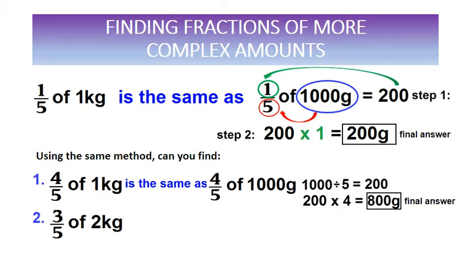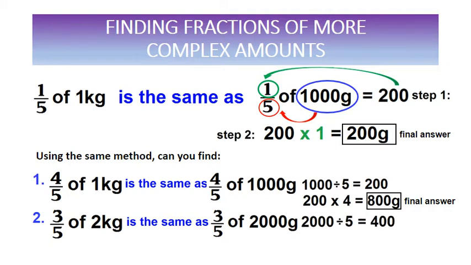Number 2, this time we've been asked to find 3/5 of 2 kilograms. So again, I'm faced with a little bit of a problem here because I've got a 2 divided by 5, which I want to avoid. So I'm going to convert it again. So finding 3/5 of 2 kilograms is the same as finding 3/5 of 2,000 grams. And then I take step 1, which is 2,000 divided by 5, which is 400. Step 2, I take the 400 and multiply it by the numerator of 3, which gives me a final answer of 1,200 grams.